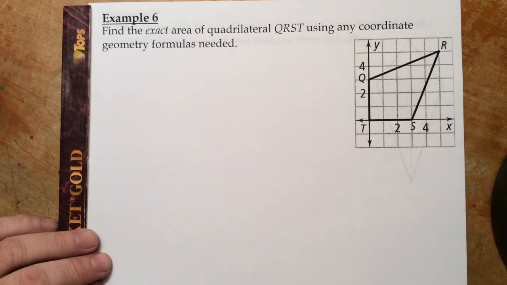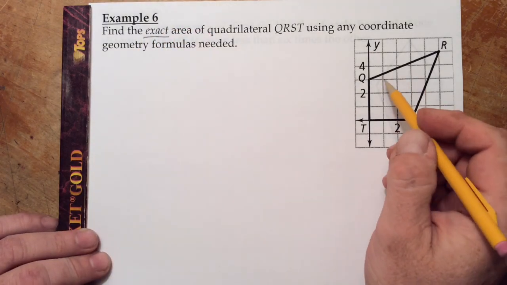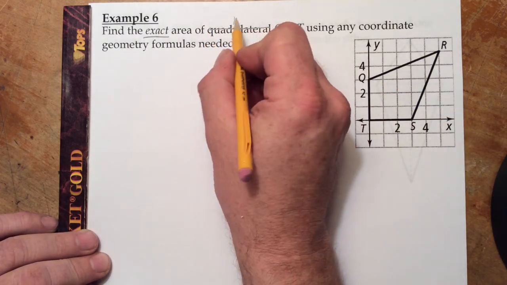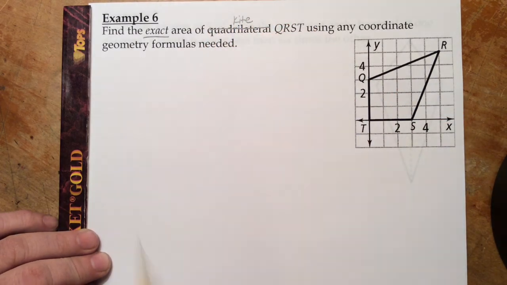Example 6. Now we turn our attention to coordinate geometry. Find the exact area of quadrilateral QRST using any coordinate geometry formulas needed. So we want the exact. Notice we have this kite. Actually, this was supposed to be a kite. I think I changed it on your notes.